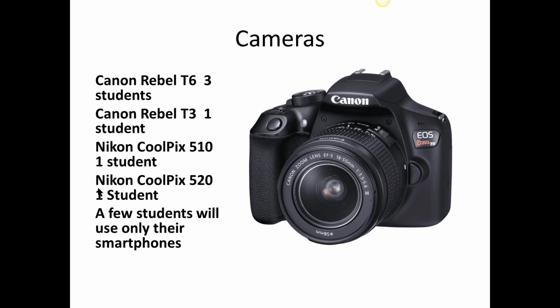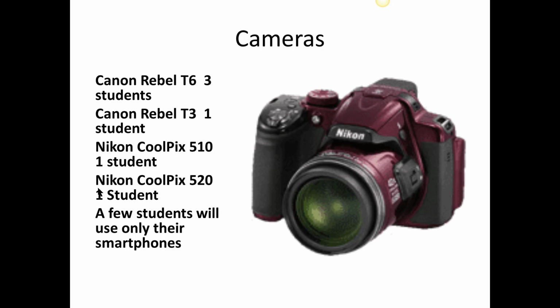The Rebel series, the T series, has interchangeable lenses, and that's a great feature if you're moving more towards higher quality photography with a single lens reflex camera. Having the ability to switch from one lens to another is a great advantage. That being said, there's nothing wrong with the Coolpix, and the capabilities of this camera are excellent. So you can take really good photos with any of these cameras or with your smartphones.